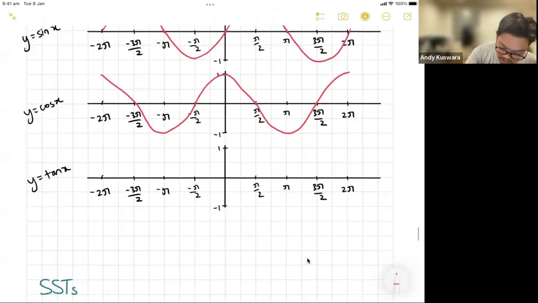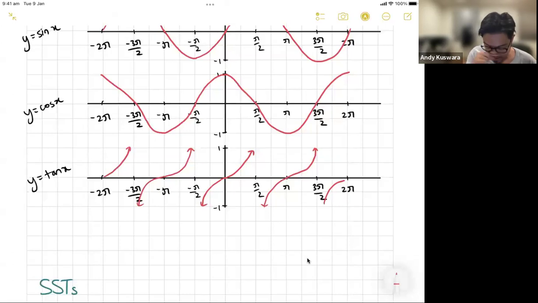And then tan is the real fun one. It's got this weird little thing going on with asymptotes at every pi. Yeah, essentially every pi, I think. So that means if I continue, it ends up looking a little bit like this, like that. Okay. Now that is the graph.